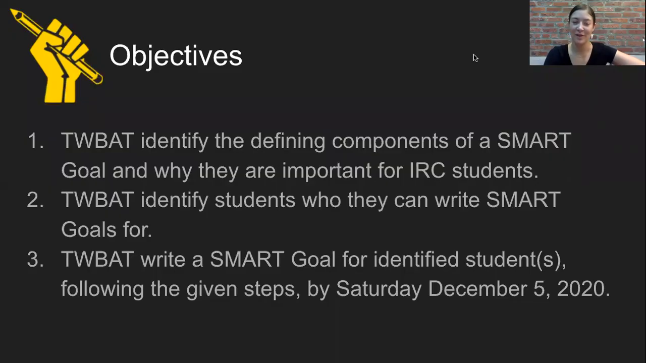The objectives for this training module are written in the TWBAT, or Tutors Will Be Able To format. Tutors will be able to identify the defining components of a SMART goal and why they are important for IRC students. Tutors will be able to identify students who they can write SMART goals for. And our last objective, tutors will be able to write a SMART goal for identified students following the given steps by Saturday, December 5th, 2020.